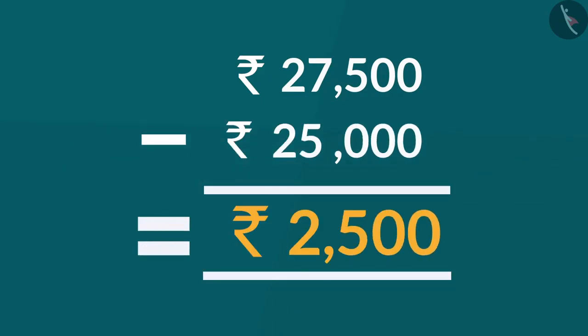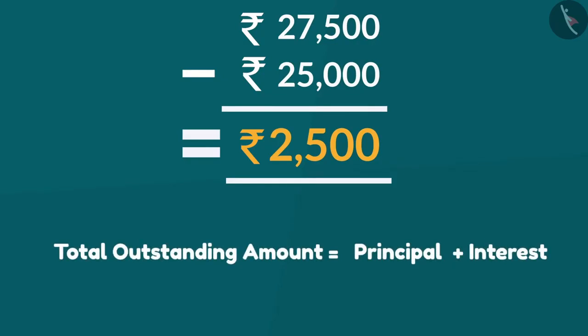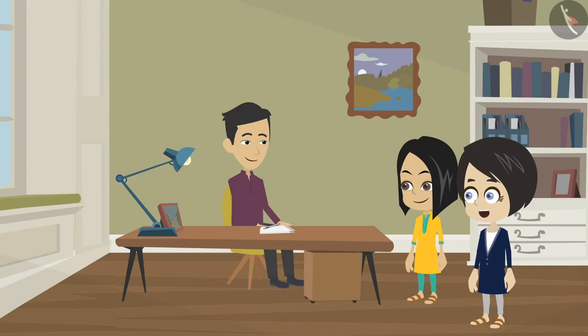27,500 minus 25,000 is equal to 2,500. That means the interest is only rupees 2,500 because total outstanding amount is principal plus interest. Okay, uncle. I was thinking that bank will take more amount than principal from us.